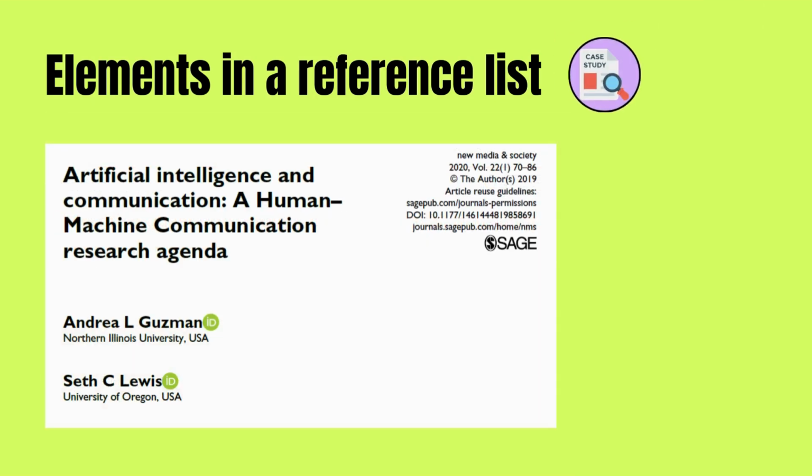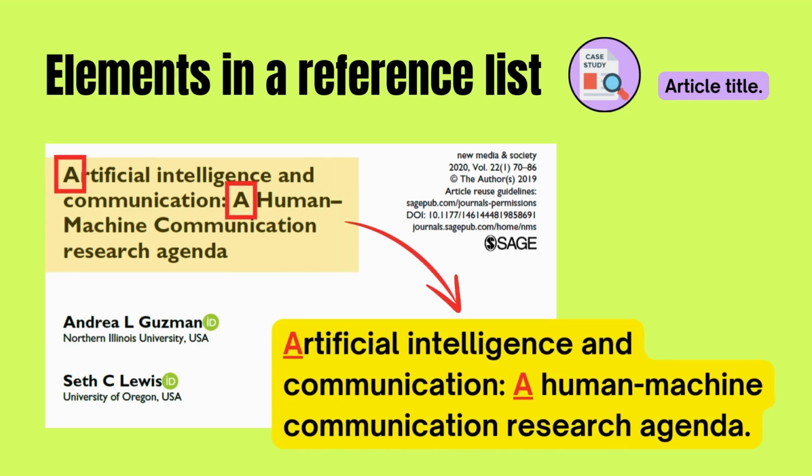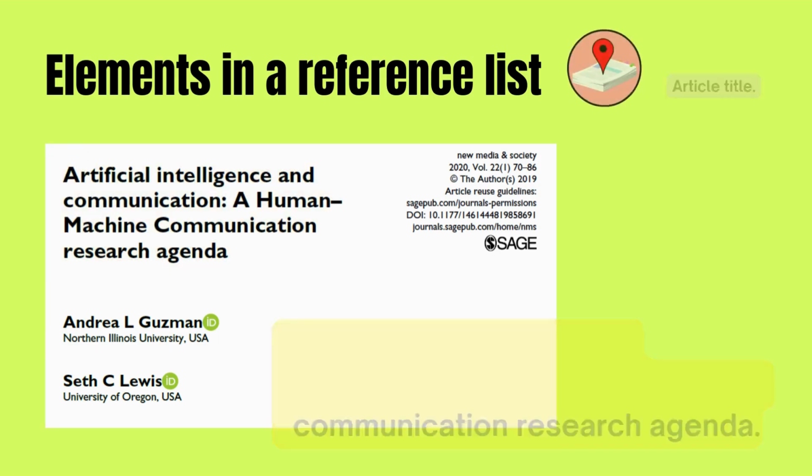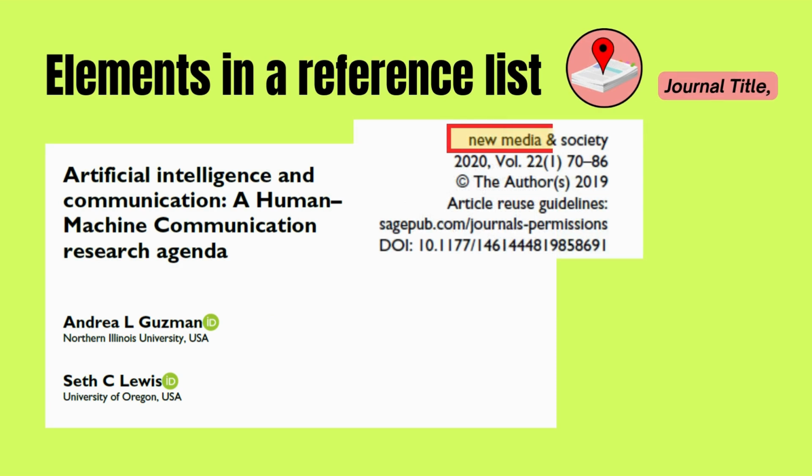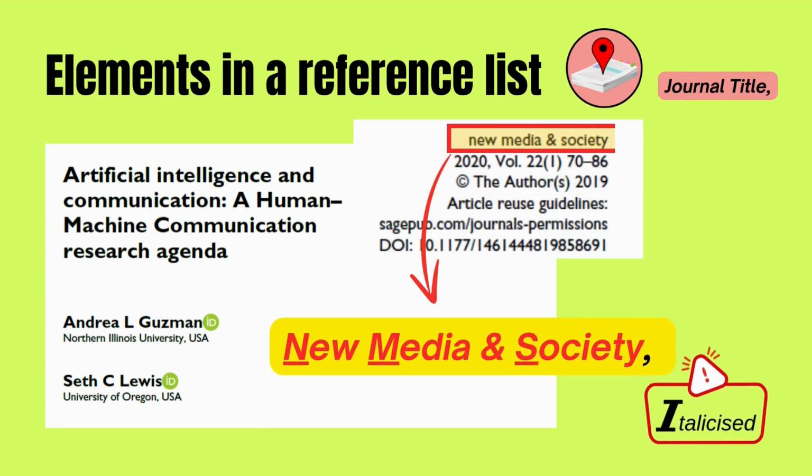The third element is the title of the article, which should be in sentence case, meaning only the first word of the title and subtitle and any proper nouns are capitalized. Fourth, you'll list the journal title, which should be italicized and in title case, meaning all content words are capitalized.